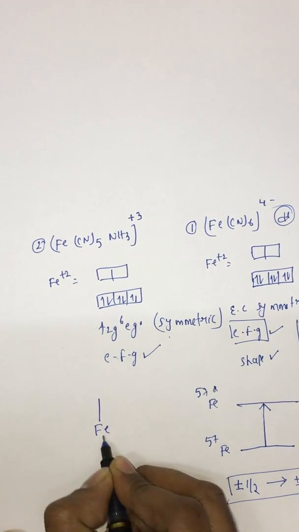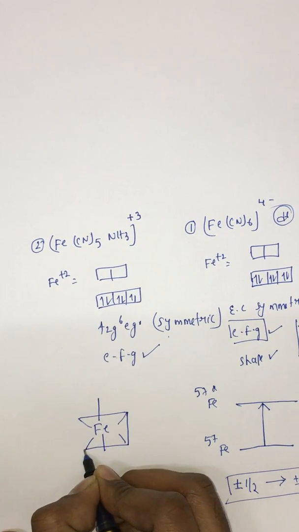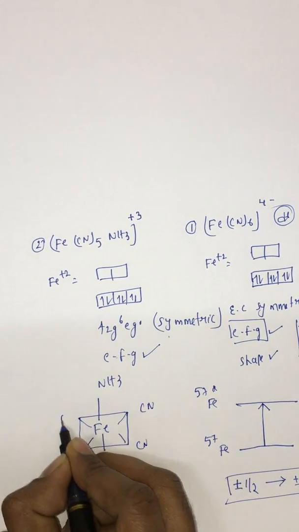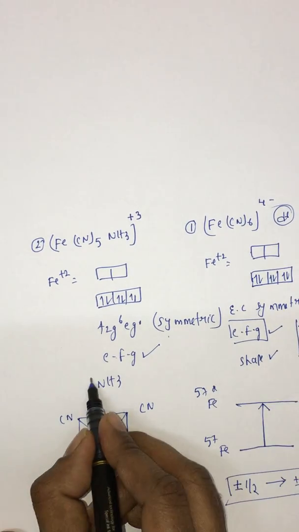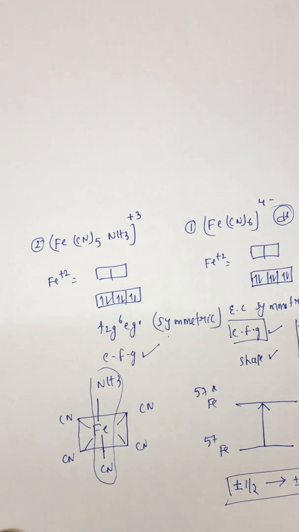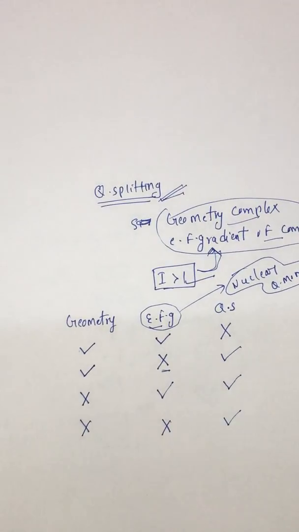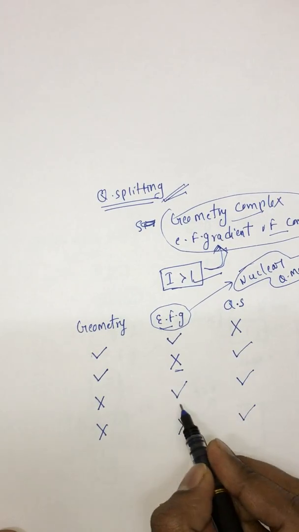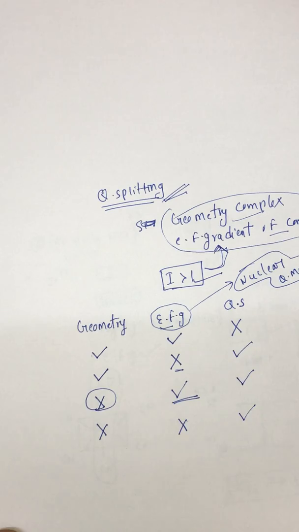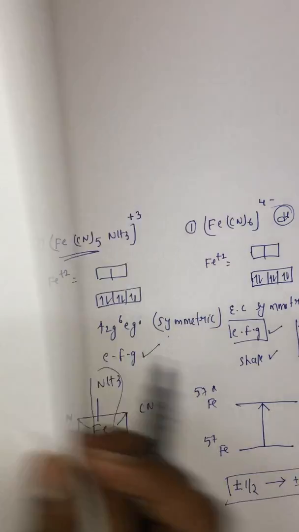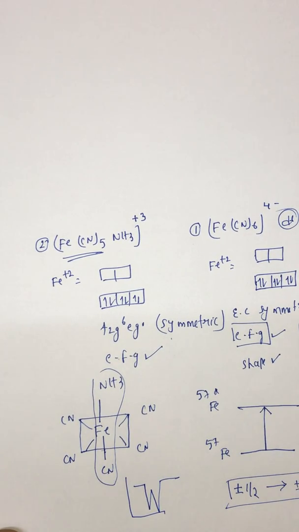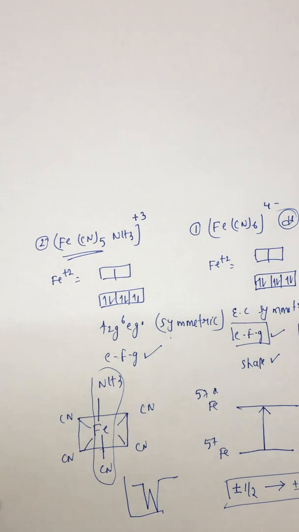NH3 is here, CN, CN, CN. So this is actually symmetric, but overall this is a distorted octahedral, right? So here are the 4 possibilities, and this complex belongs to this category. So the electric field gradient is symmetric, but the geometry is not symmetric. In that case, we will see the quadrupole splitting. So in this case we will see 2 lines in the Mössbauer spectra. And now what kind of transitions can we see?